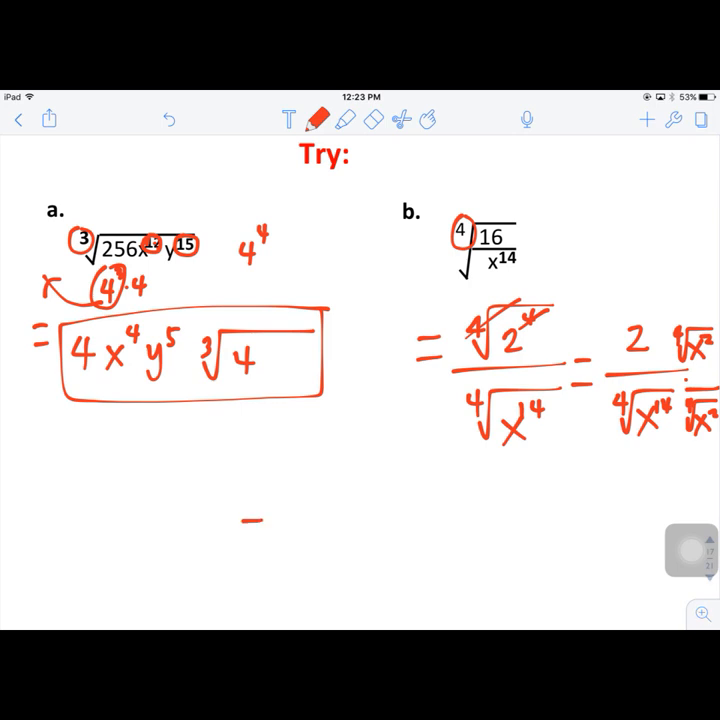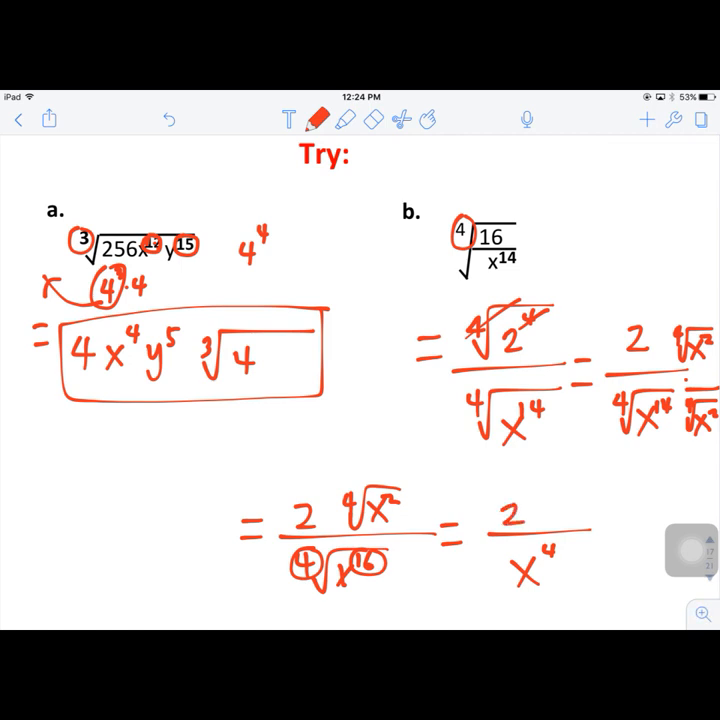So that way on the top I just have 2 times the fourth root of x squared, and on the bottom I will have the fourth root of x to the 16. 14 plus 2 is 16. Notice that 16 divided by 4 is going to give me an even x to the fourth power on the bottom.